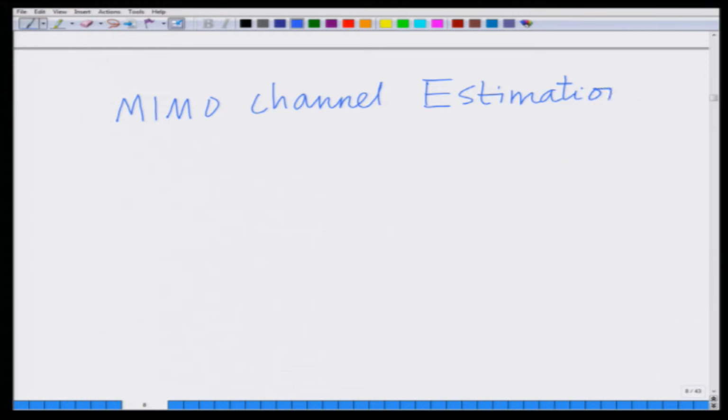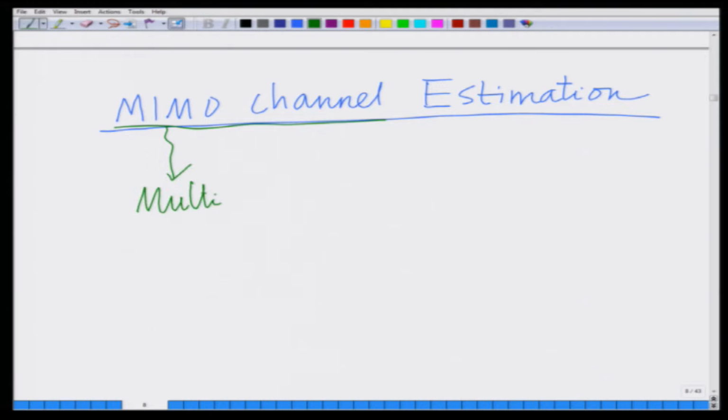So today let us look at MIMO channel estimation, where MIMO, as we said, stands for multiple input, multiple output.